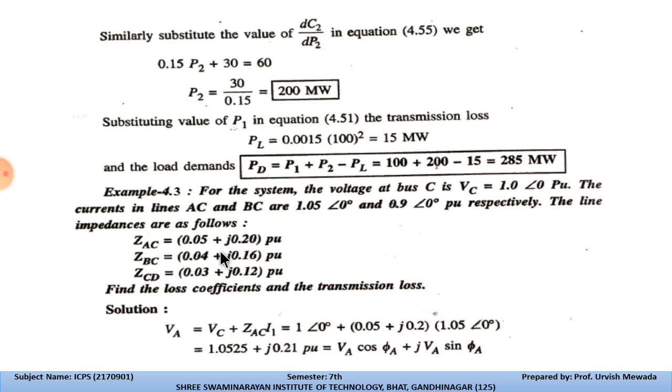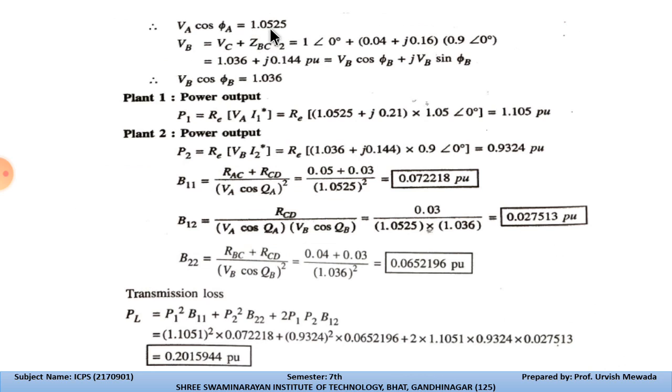The solution is given as, we have this equation, VA is equal to VC plus ZAC into I1. By putting these values, we will have the solution, that is 1.0525 plus j0.21 pu. So this is the equation like VA cos phi A plus j VA sin phi A. So yes, VA cos phi A is equal to 1.052. And VB is equal to VC plus ZBC I2. After putting all the values, we have the solution, that is 1.036 plus j0.144 pu, and in this VB cos phi B is equal to 1.036. So yes, we are comparing these two, so we can find out the solution over here.